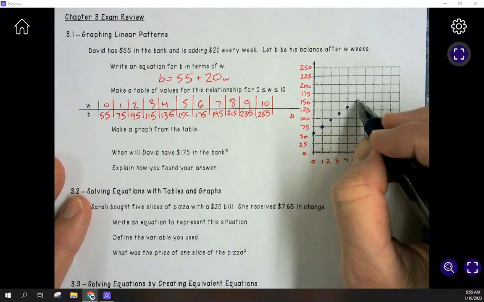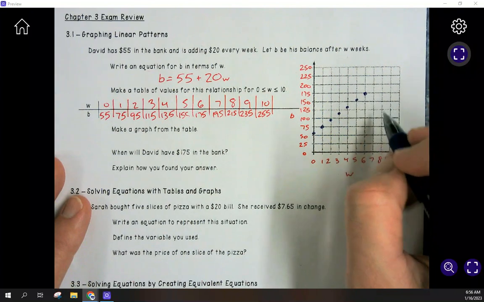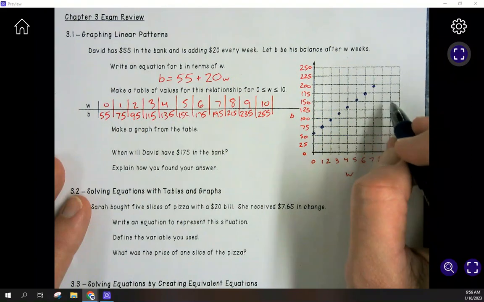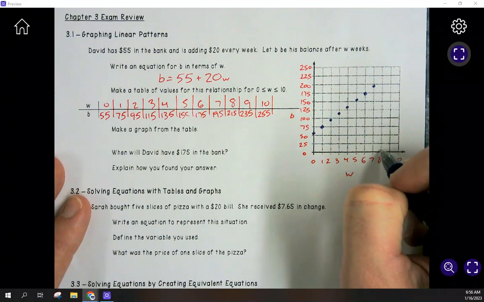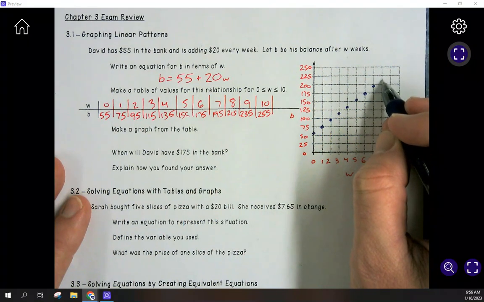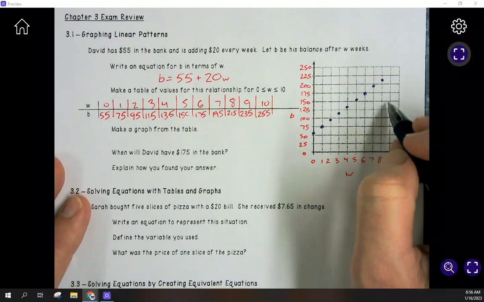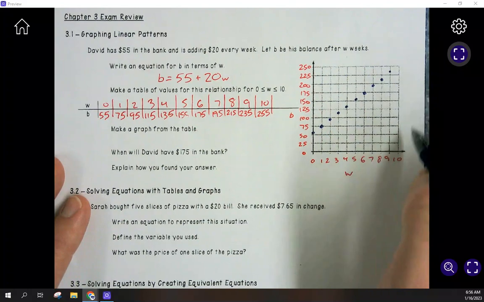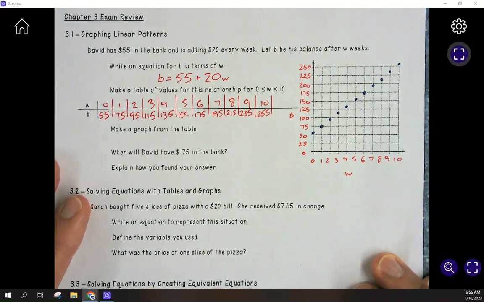5 is 155, just above the 150. 6 is 175, right on the dot. 7 is 195, just short of 200. 8 is 215. Keep it in a straight line. And then 9 is 235, past 225. Again, trying to keep this in a straight line. And then this one would be just above the 250.